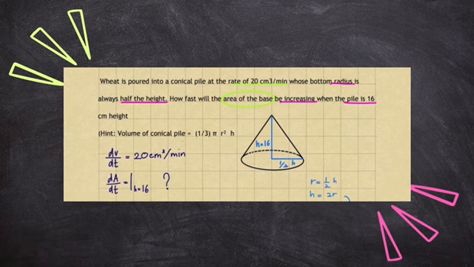First step is we need to identify the rate of change that is known and the rate of change that is to be found. As we look at the question here, I have highlighted the information that we use in this solution. So dV/dt is 20 cm³ per minute, and what we are going to find here is the area of the base, which is dA/dt, when the pile is 16 cm high.